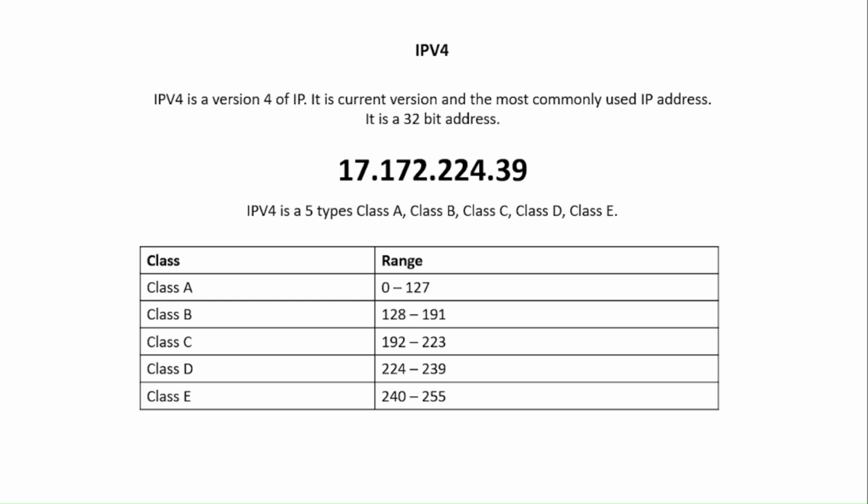First, I discuss IPv4. IPv4 is version 4 of Internet Protocol, or IP. It is the current and most commonly used IP address. It is a 32-bit address. IPv4 has 5 classes. Class A range is 0 to 127. Class B range is 128 to 191. Class C range is 192 to 223. Class D range is 224 to 239. And last one, Class E range is 240 to 255.